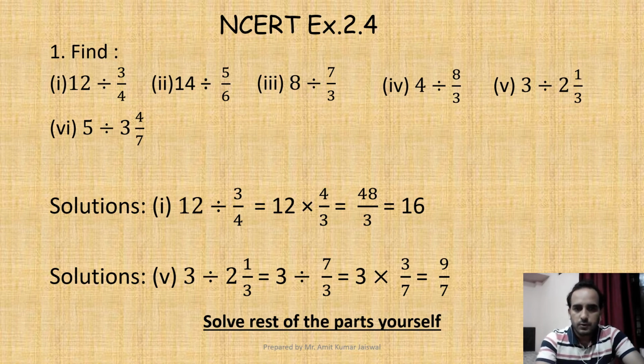So the fifth part, you again have a divisor as a mixed fraction and you convert it into an improper fraction. We know that 2 1 by 3 means 2 plus 1 by 3, and then you do the addition of 2 plus 1 by 3, it becomes 7 upon 3, and 3 is being divided by 7 upon 3 now. Convert the sign and then take the reciprocal, and we get the result 9 upon 7. So it's very simple to understand the first and fifth part, and you need to try the rest of the parts yourself. I hope you got the solution for this first question, and you will be able to solve the other parts of question number 1.